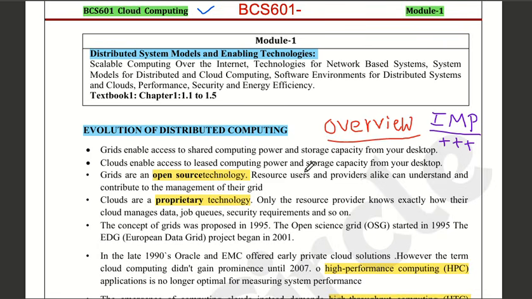From this video onwards, I'm starting a new series on the 6th semester VTU syllabus. In this video, today we are going to briefly discuss cloud computing, subject code BCS601 module 1, and the important topics from which questions are asked in the question paper.